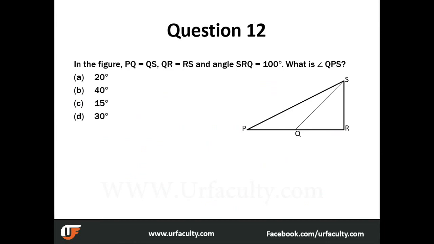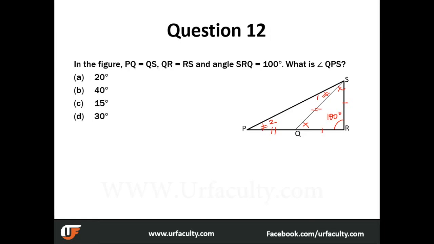PQ is equal to QS. So the moment they say something like this, it means this angle and this angle, angle 1 and angle 2, are equal. Next, QR is equal to RS. I'll just put one line here. It means these angles are also equal. Okay. If angle SRQ is equal to 100 degrees, find angle QPS. So they're asking us to find angle QPS.